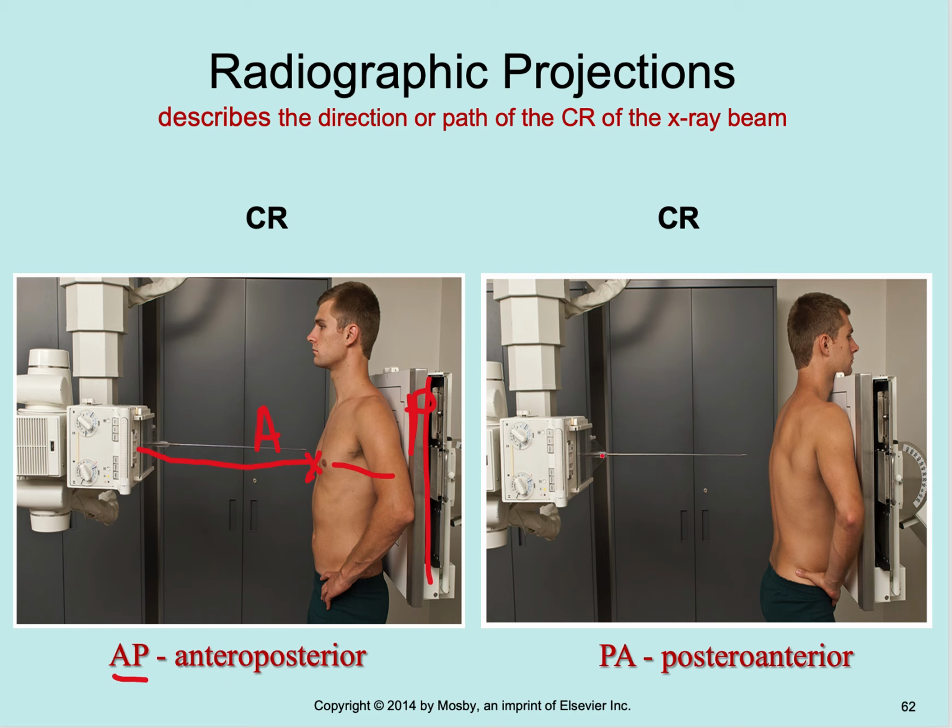This one over here, if we follow the central ray from the tube to the patient, it enters the posterior aspect of the patient and exits to the image receptor on the anterior aspect, which is closest to the image receptor. So it is a PA projection. Entering the posterior, exiting the anterior, which is closest to the image receptor, PA projection.